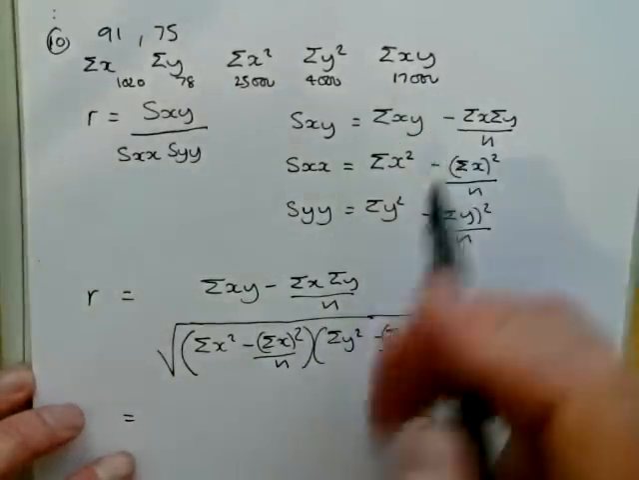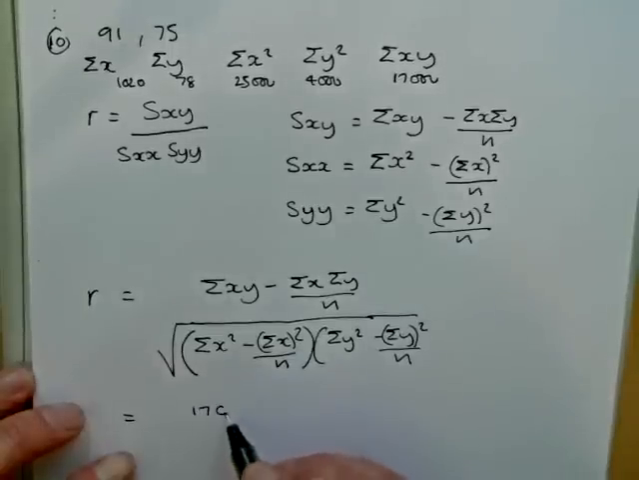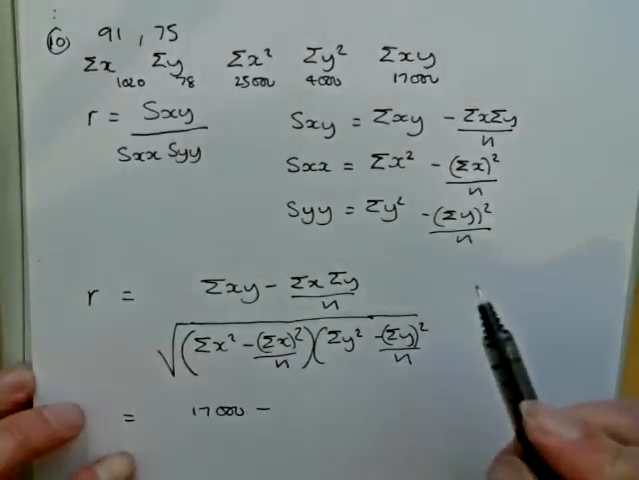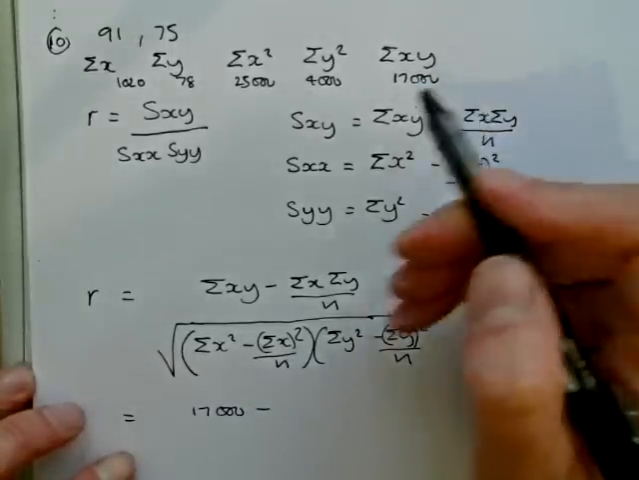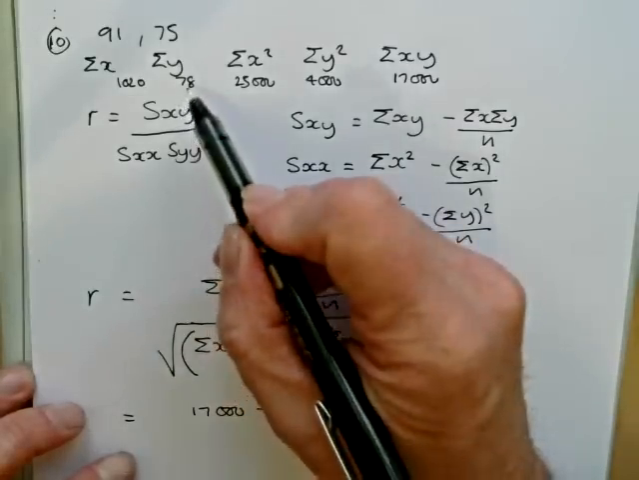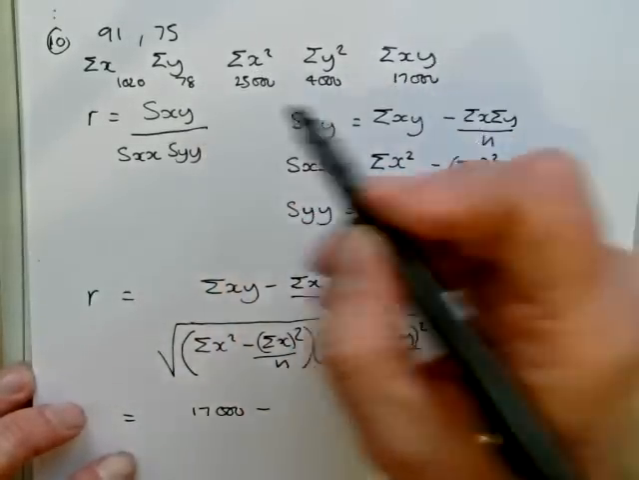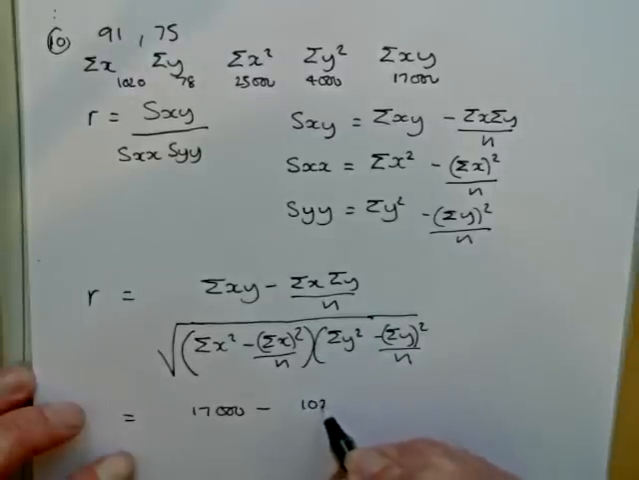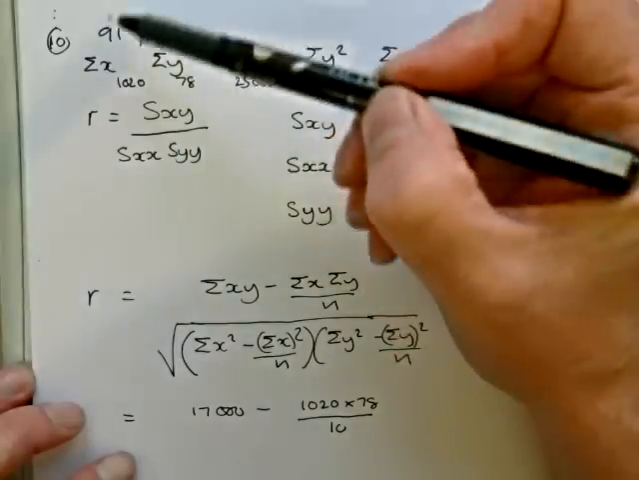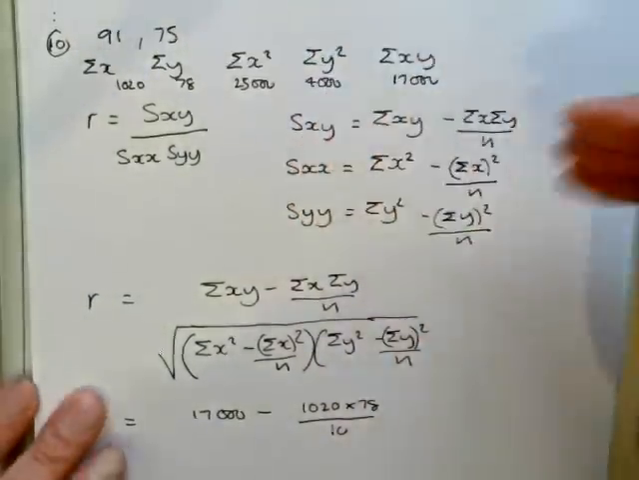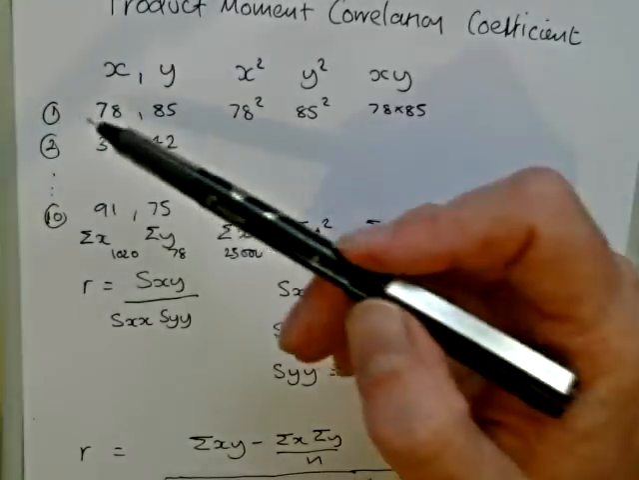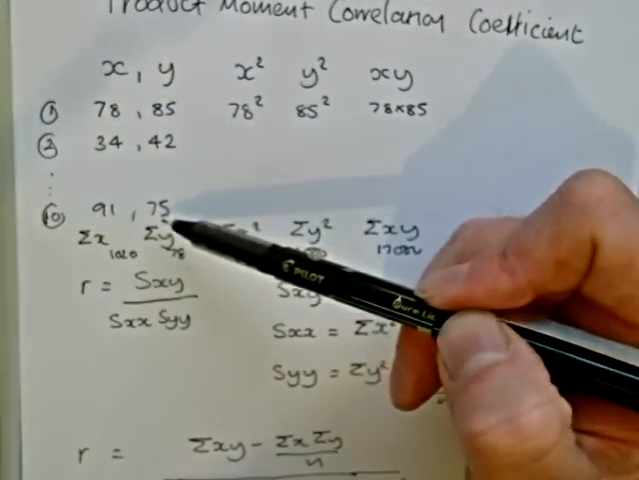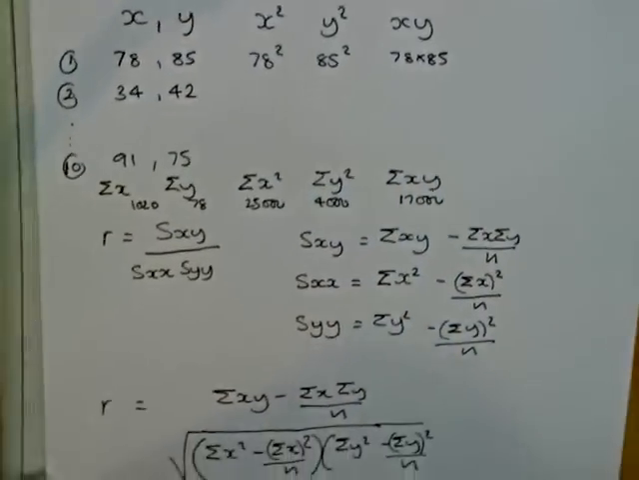So for the sum of xy, we've got 17,000 minus the sum of x times the sum of y, so that's 1020 times 78, divided by 10. The reason it's 10 is that where I put three pairs, I've put some dots here, saying imagine we have 10 pairs of data. So that's why I need 10 there.